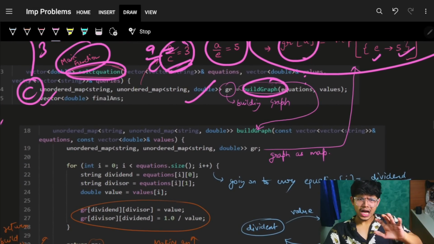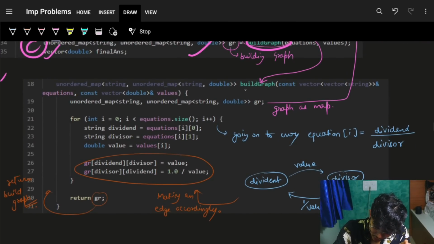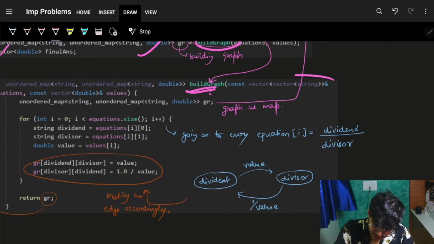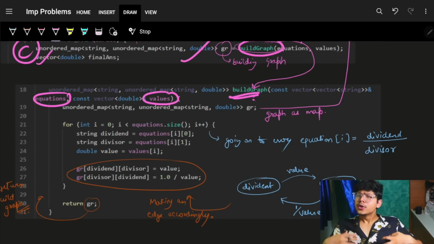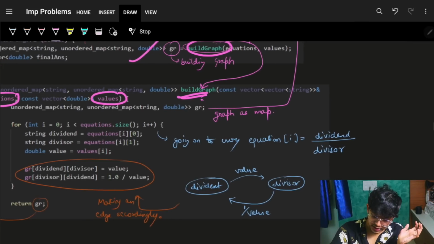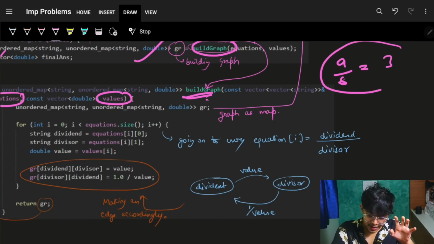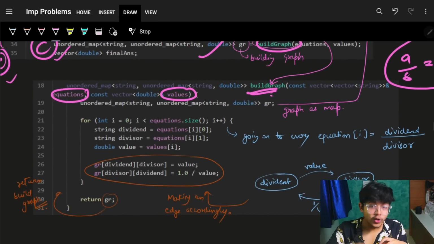Oh, okay, Aryan, how is the graph made? Show us the code. No worries, let's see the code. You will see that for the graph, I just passed the input as my equations and also my values, because ultimately to build a graph I need equations and values. Ultimately I want A upon B is, let's say, 3. So I just want to build a graph out of A upon B. I just want the 3. That's it, right? Cool.